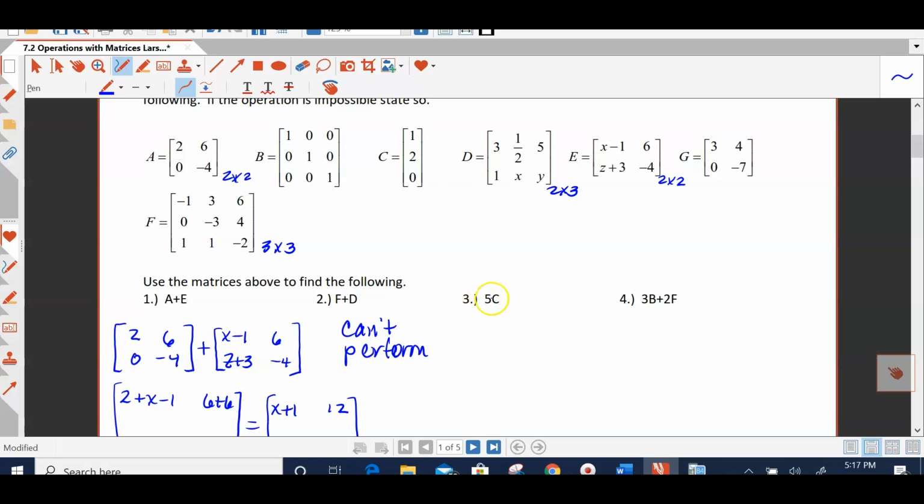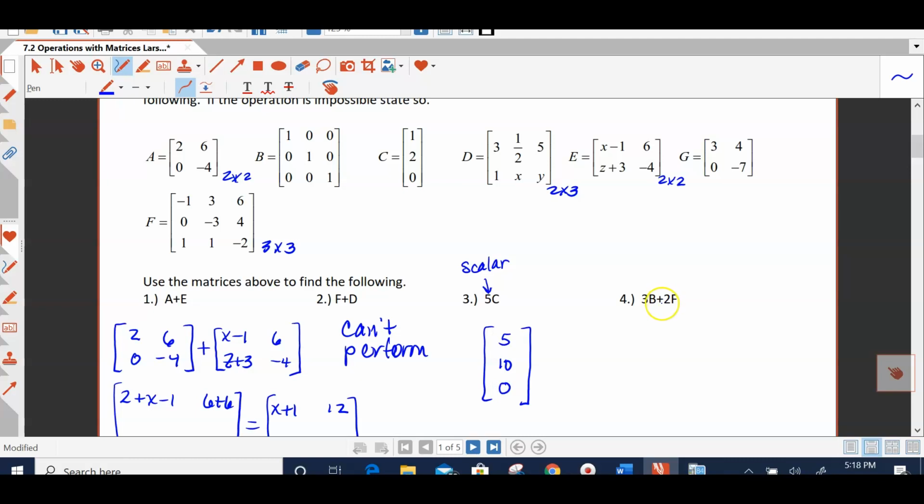All right, let's look at number 3. It's saying 5 times the matrix C. Well, 5 is that scalar we were talking about. Okay, so I'm just going to take matrix C and multiply all those entries by 5. So what will this new matrix look like? 5 times 1 is 5. 5 times 2 is 10, and 5 times 0 is 0. There's a scalar multiplication.